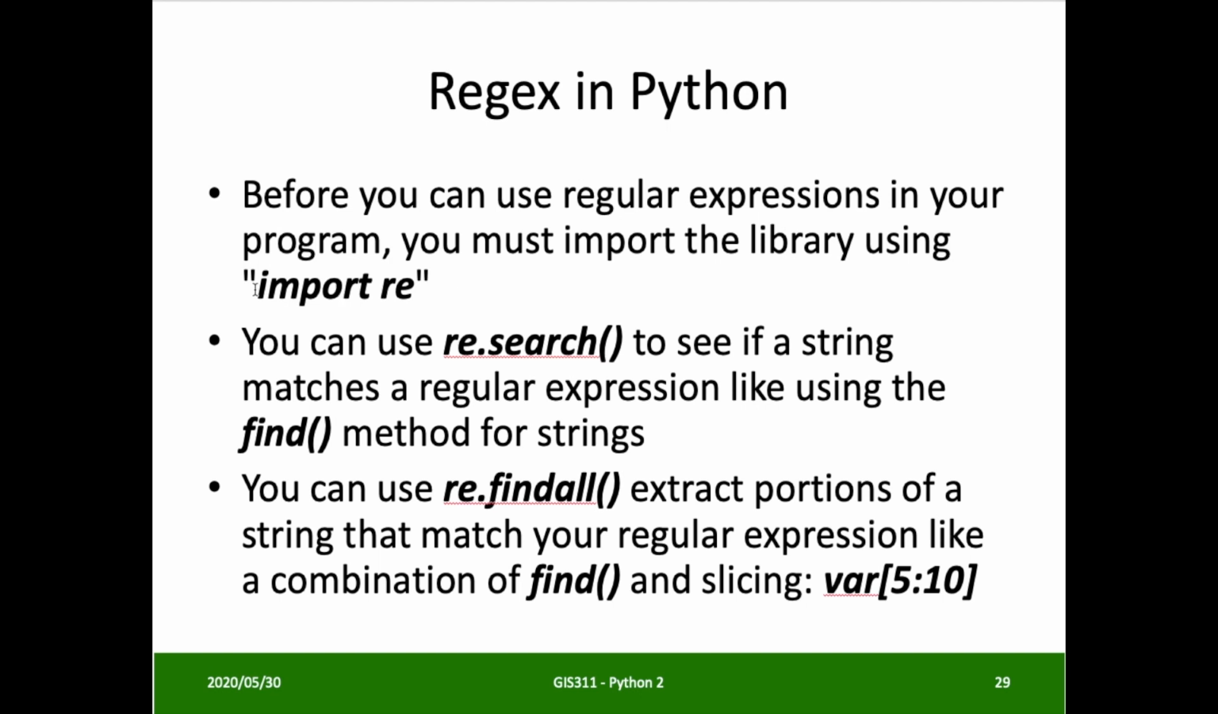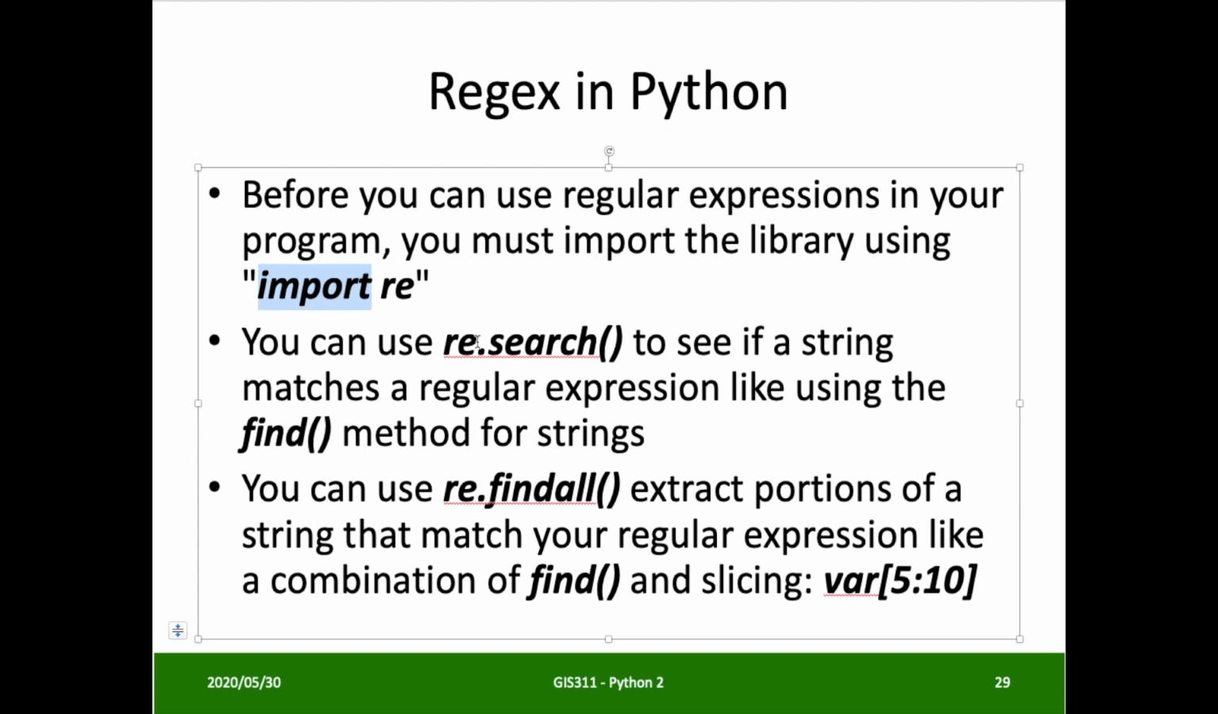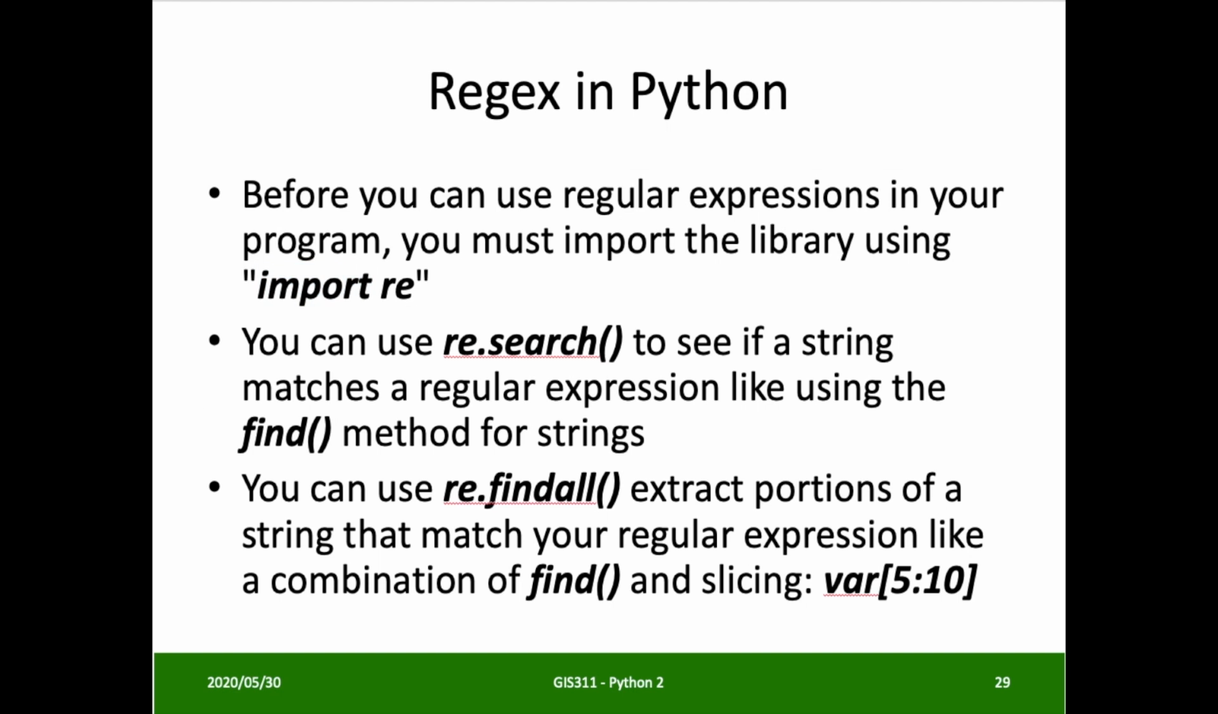Okay, so regex in Python, there's a library called re, regular expression, that you would need. So every time you use a library, as you probably saw in last week's notes, you would say import re. Then we can use re.search if you have text and you want to find that specific piece of text within it. There's also other functions such as findall, which extracts a portion of the string that matches your regular expression. And you can also do some slicing, such as from 5 to 10, things like that.